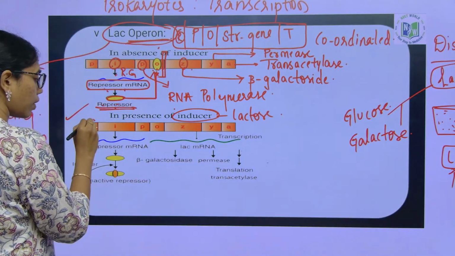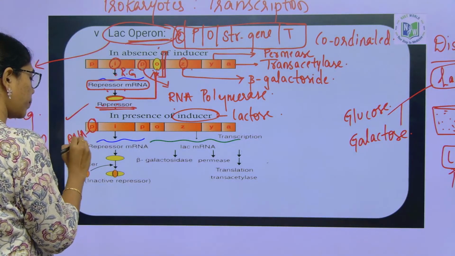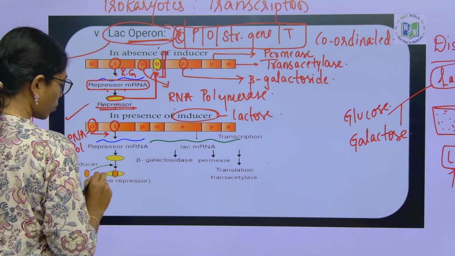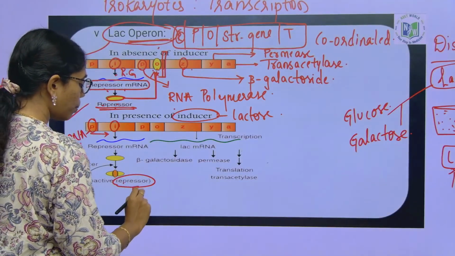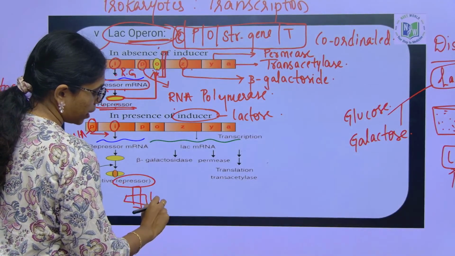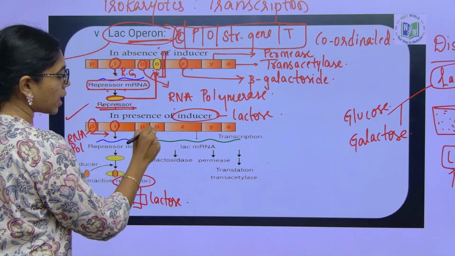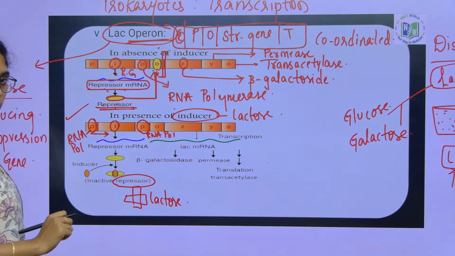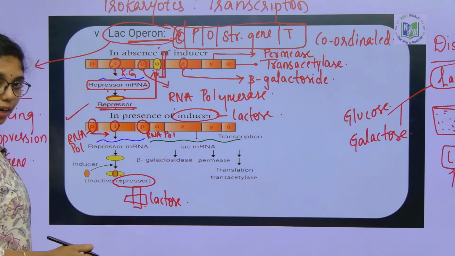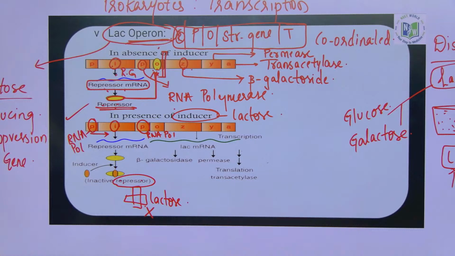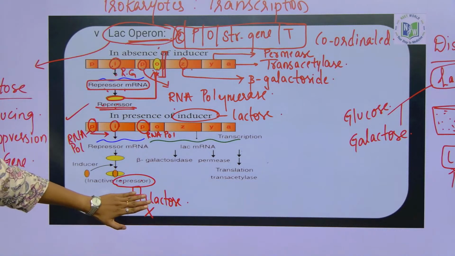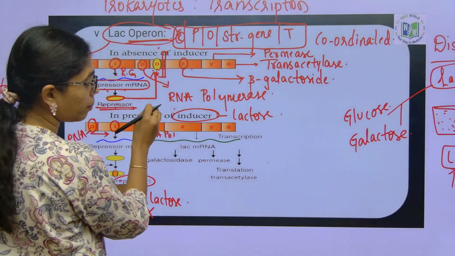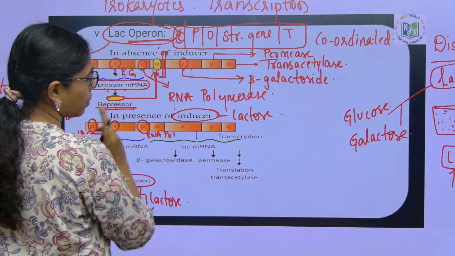In the presence of lactose, what happens? The same process: first, RNA polymerase will bind to the promoter region, which initiates the activity, and the regulatory gene I will synthesize the protein, that is the repressor. The repressor will bind with lactose. Next, RNA polymerase binds to the promoter region. As the repressor is binding to the lactose, the process inhibition ends here itself. The repressor is being held by the lactose, so the repressor does not bind to the operator region.